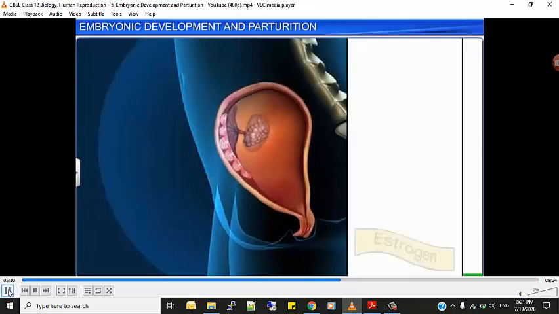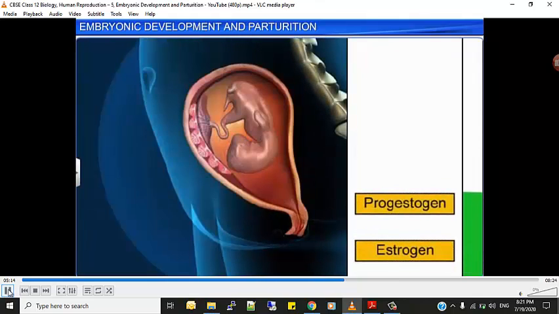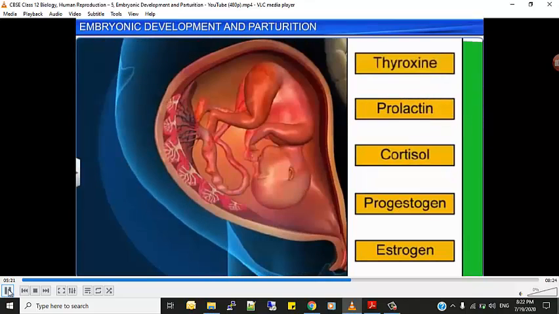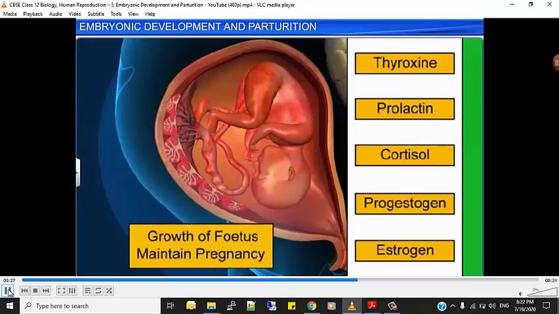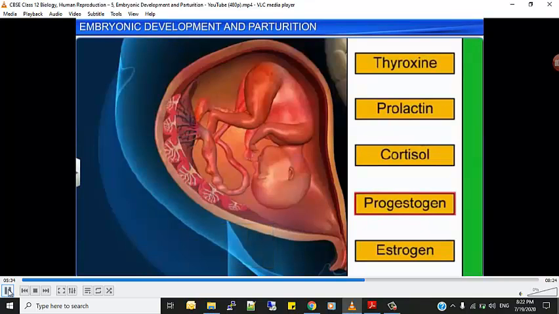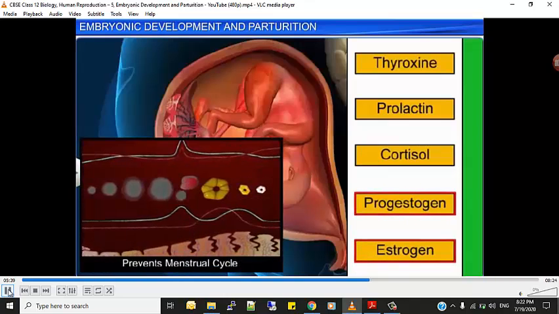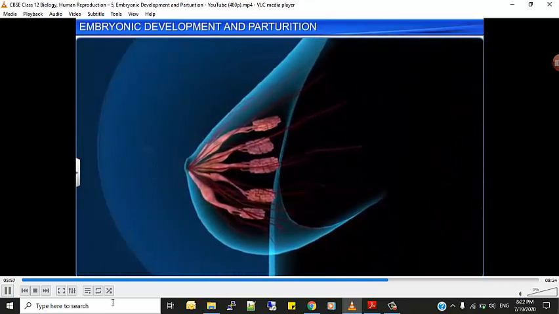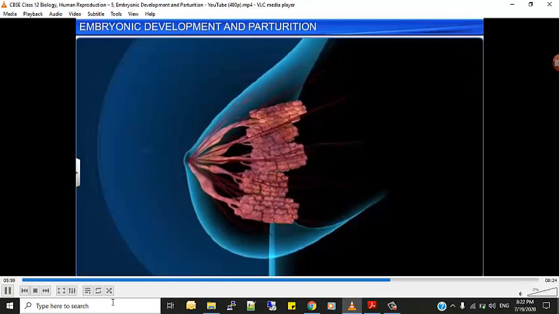Apart from the secretion of these hormones, other hormones such as estrogen, progesterone, cortisol, prolactin and thyroxine are also secreted at increased levels in a pregnant woman's body. These hormones help the fetus grow as well as maintain the pregnancy. The increased levels of progesterone and estrogen, for instance, also cause the cells of the mother's mammary glands to differentiate, resulting in the glands producing milk by a process called lactation.